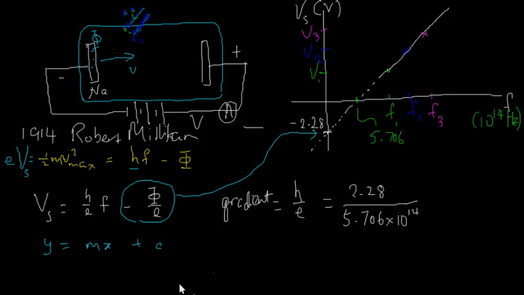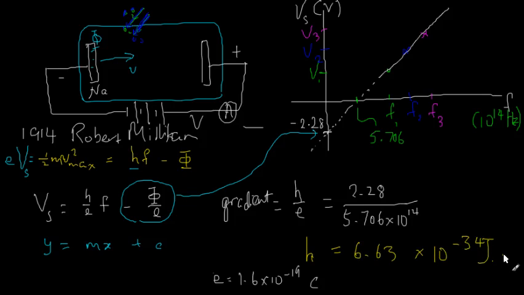And since we know what e is, as we know, e is 1.6 times 10 to the power of minus 19 coulombs, we can just bring e over and calculate h with our calculator. If you do that, you'll find 6.63 times 10 to the power of minus 34 joule second.